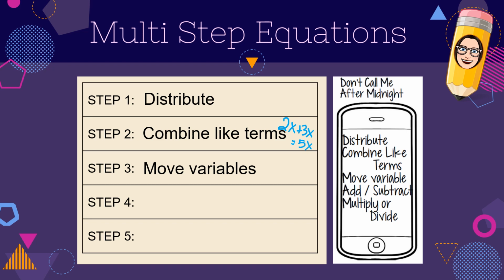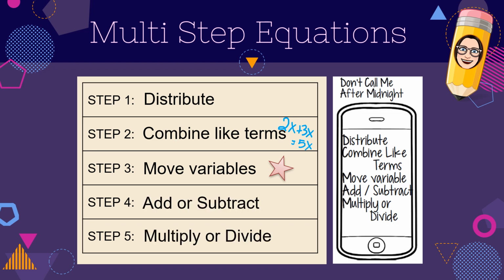Step 3 is move a variable. Now I'm putting a star by that. In this video, we are not going to be doing this step. If you need all 5 steps because you're solving very large equations, please see my other video. And step 4 and 5, we've already been working on, so this is no surprise. You want to undo any addition or subtraction, and then you want to undo any multiplication or division.